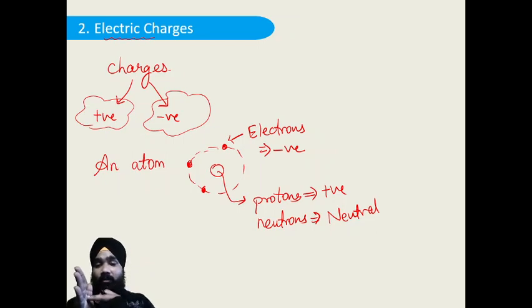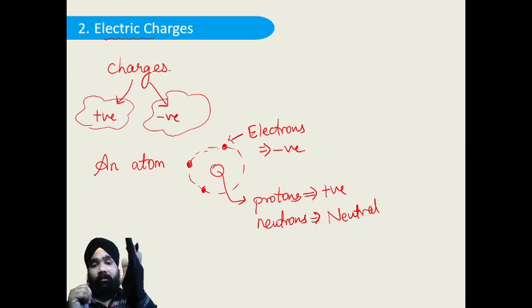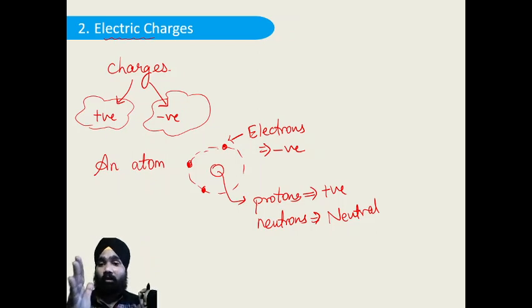Now suppose the electrons from this substance move onto this substance. This substance was having an equal number of electrons and protons, and now it is electron rich. Since this substance is electron rich, we can say it is negatively charged, while this substance has lost electrons, but the number of protons remained the same. That means the number of protons is more than the number of electrons, so the substance is positively charged. This is the concept of transfer of electric charges.